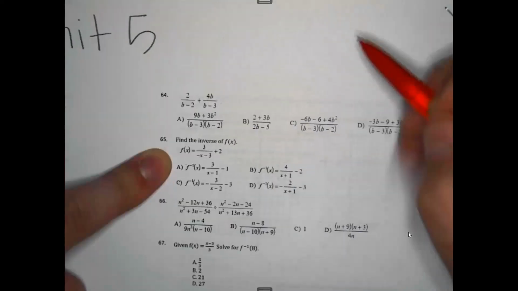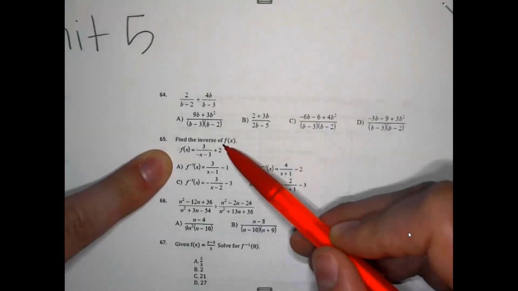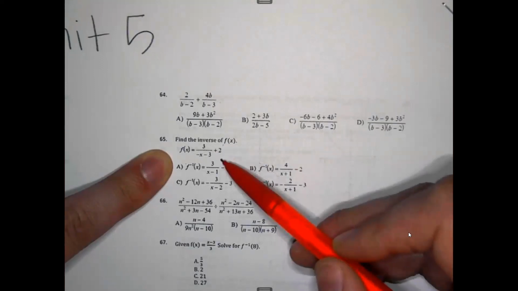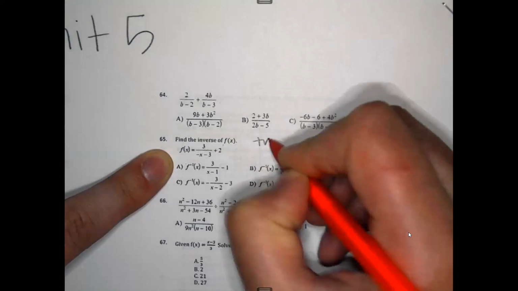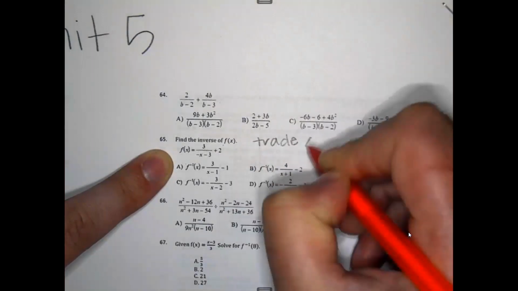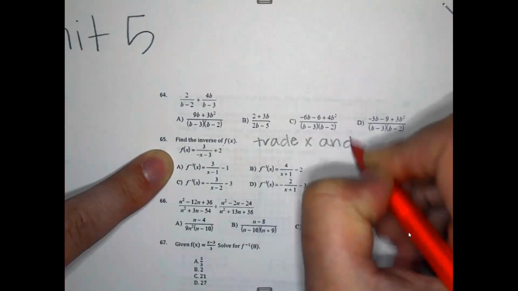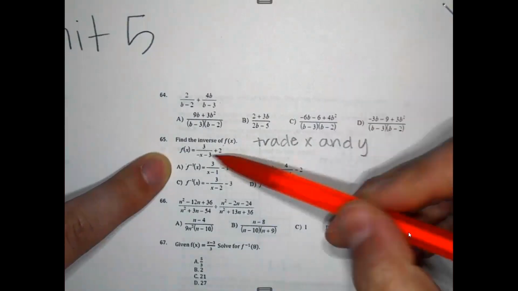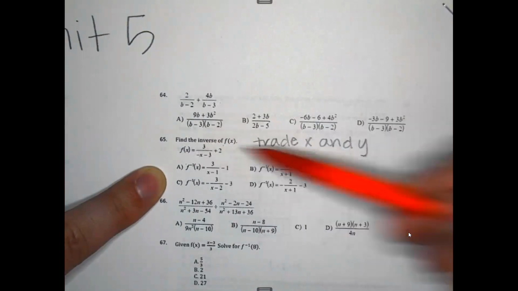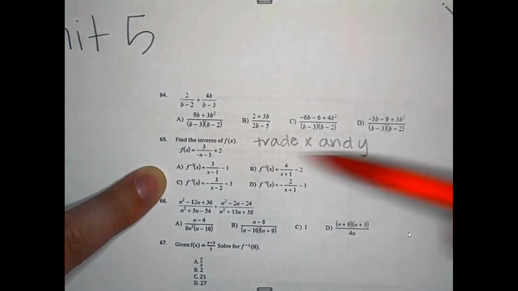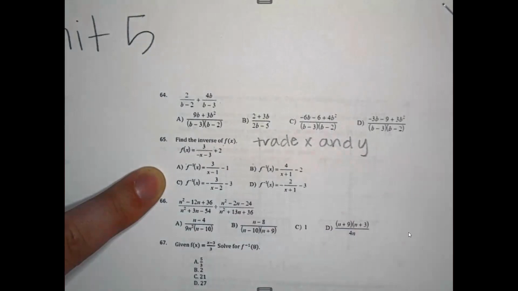Okay, this one says to find the inverse. So if we want to find the inverse, what do we have to do? Trade X and Y. Because it's got an inverse, okay? So we're going to take the original problem, we're going to trade X and Y, and then we can compare that with all the graphed answer choices.